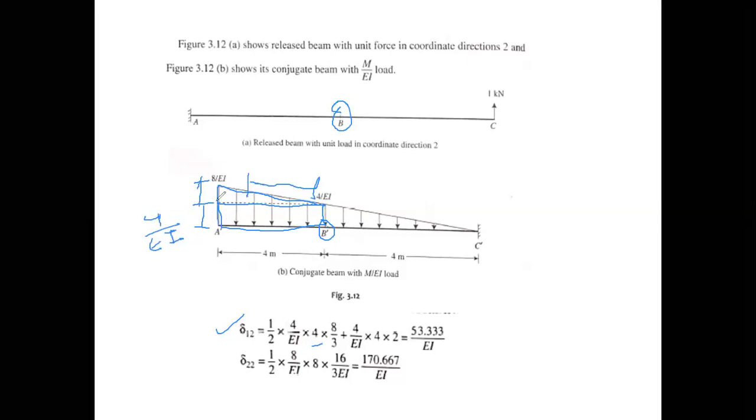The load of this rectangular portion is 4 upon EI, that is length into width. So length is this 4 and width is this 4 upon EI, multiplied by the centroid distance. The centroid is at the center, at a distance of 2 meters. So this will give the value of 53.333 upon EI.